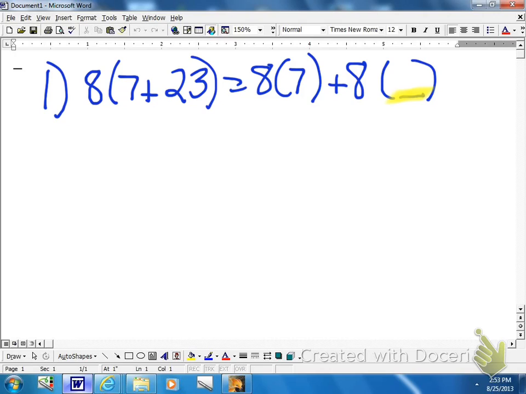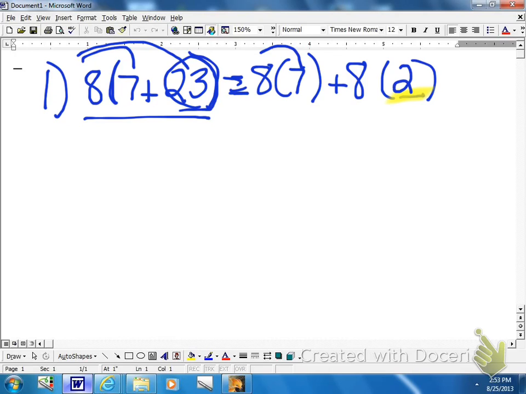Okay, so we're looking at number 1, which says 8 times, in parentheses, 7 plus 23 equals 8 times 7 plus 8 times what? Well, if we look back on this side, we have 8 times 7 and 8 times 23. On the right side of the equal sign, we have 8 times 7. So we must be missing that plus 8 times, well, 23.